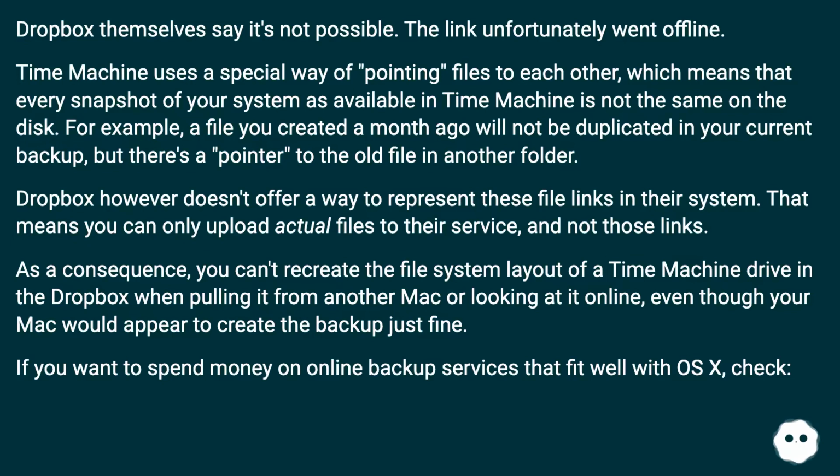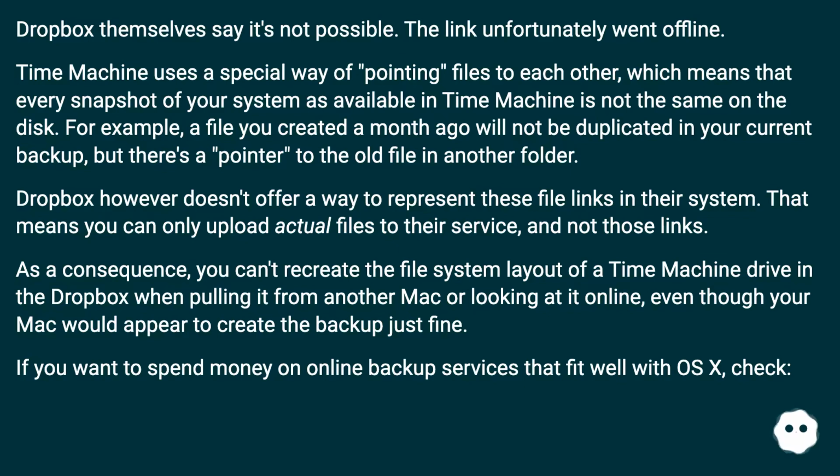Time Machine uses a special way of pointing files to each other, which means that every snapshot of your system as available in Time Machine is not the same on the disk. For example, a file you created a month ago will not be duplicated in your current backup, but there's a pointer to the old file in another folder. Dropbox, however, doesn't offer a way to represent these file links in their system.